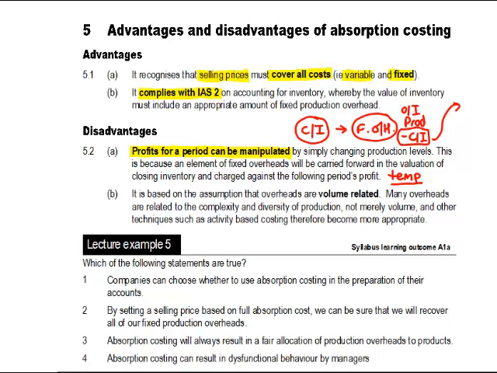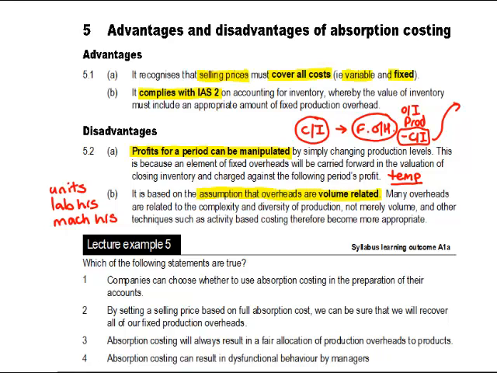The second disadvantage here is to do with the assumption that we make about overheads, and that's that overheads are volume related. Think about units, think about labour hours, think about machine hours. Those are the ones that we're going to use most of the time to absorb overheads. Now, that means that the more volume that we actually make, the more labour hours, the more machine hours, the more units we produce, the more overhead is going to be absorbed.